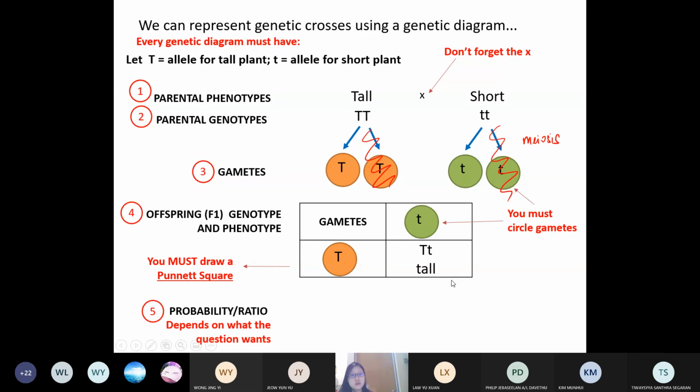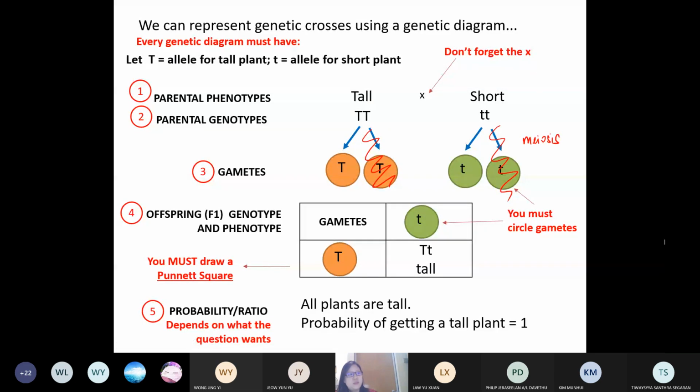Now this depends on the question, but even if they don't ask, we write a few general statements describing our data. So this data shows that all plants are tall. The probability of getting a tall plant is 1, which is all the time. You will get a tall plant all the time. So these are the 5 things you need for genetic diagrams. Again, must draw Punnett square, must circle gametes, don't forget the X.